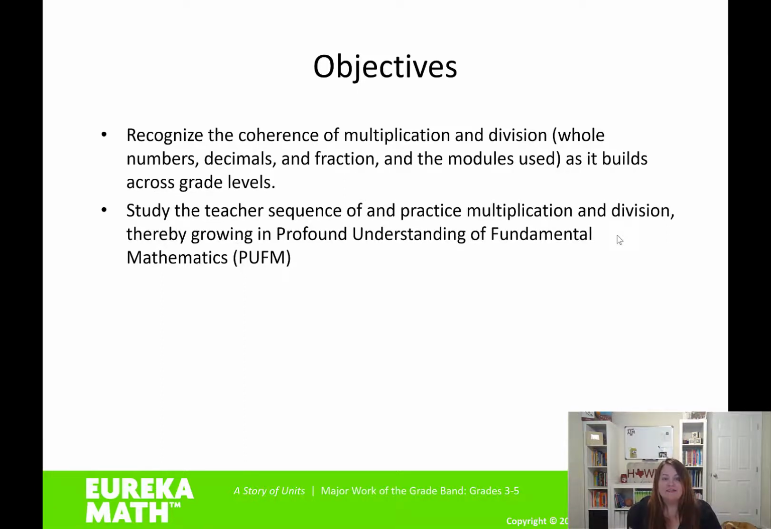As a reminder, here are the objectives for the learning in this entire series. This specific learning experience that we're going to engage in together today is going to focus more on that second objective around the sequence of and practice of multiplication.